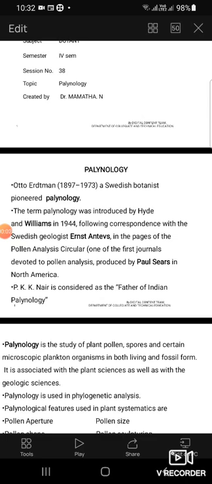Palynology. Otto Erdmann, a Swedish botanist, pioneered palynology.